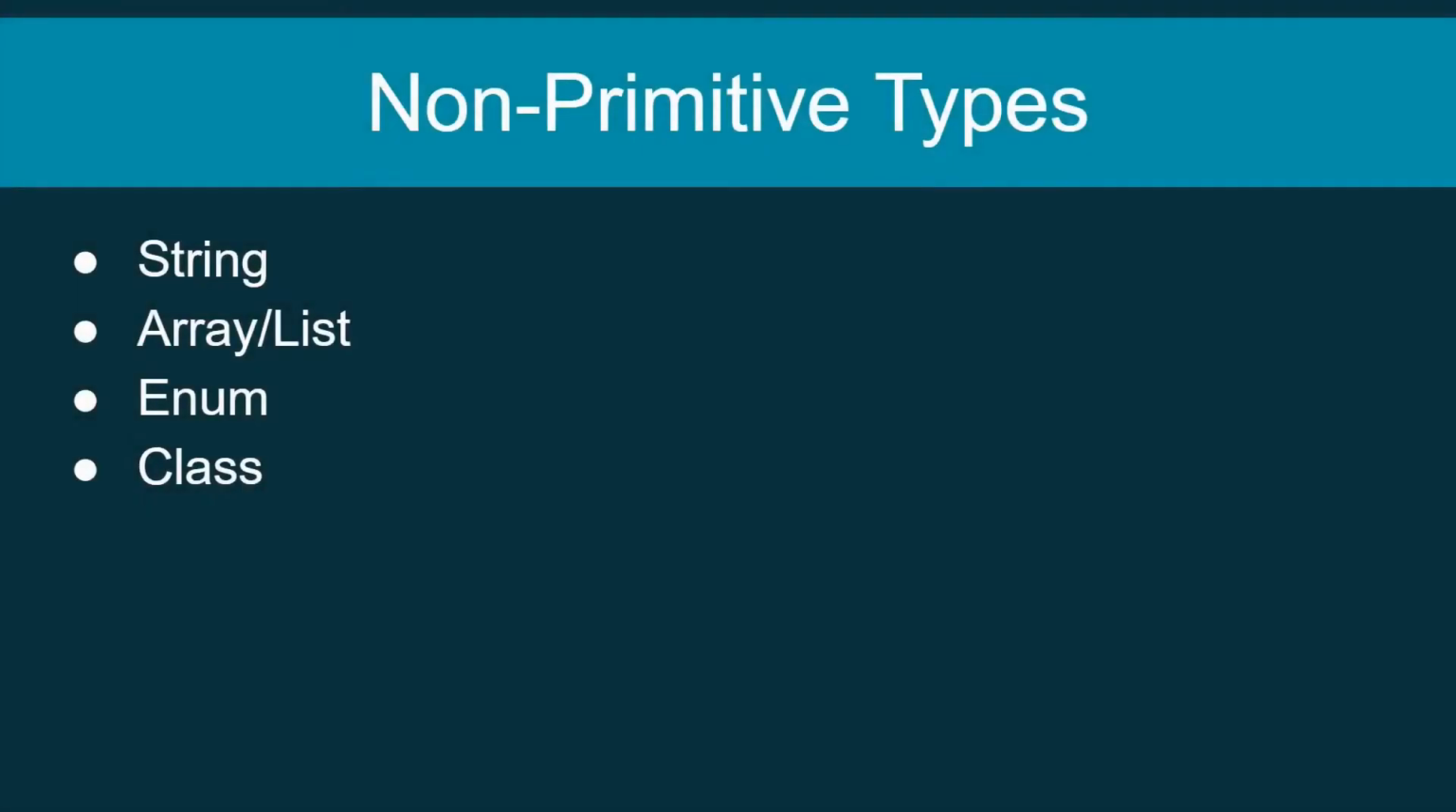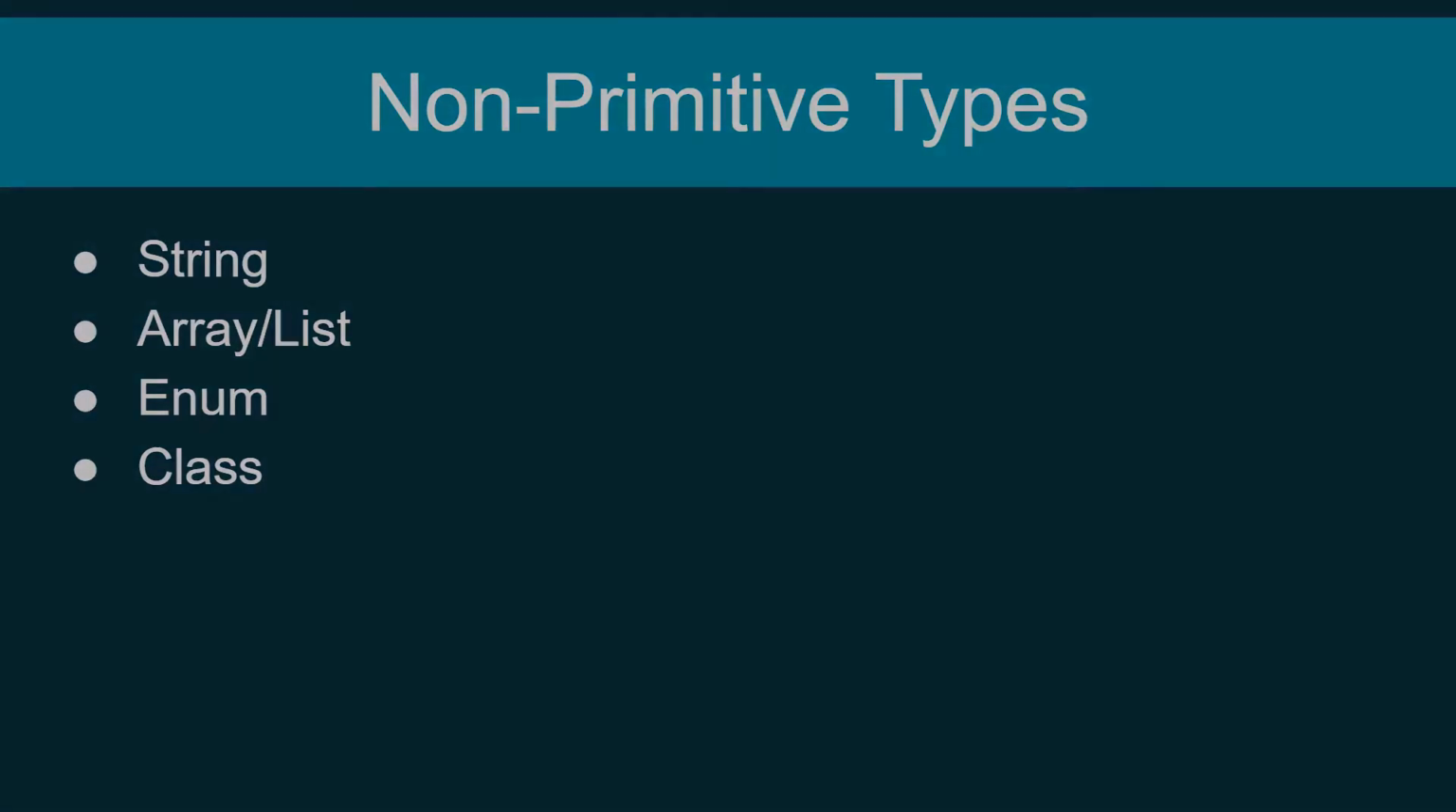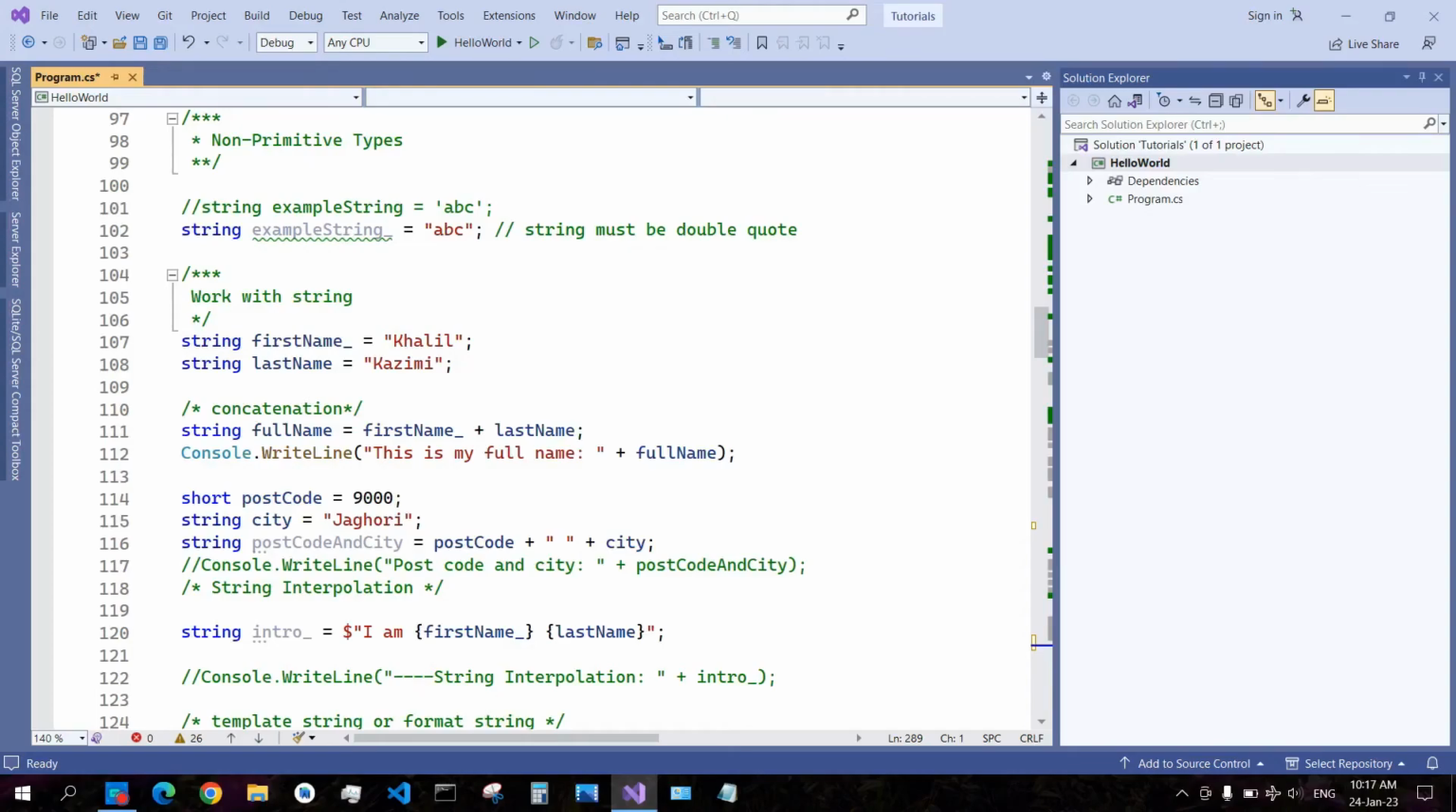Now let us talk about non-primitive types. String, array or list, enum, and class are non-primitive types, and I will teach you how to use them and how to declare them. I wrote all this stuff to save time, because we will talk about a lot of stuff, and I don't want the video to get too long.